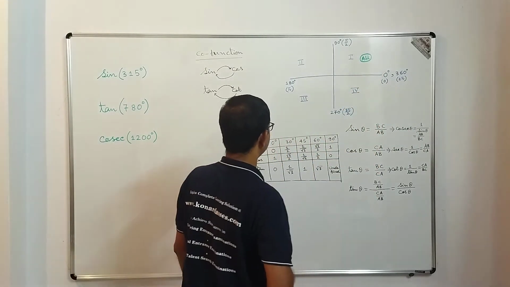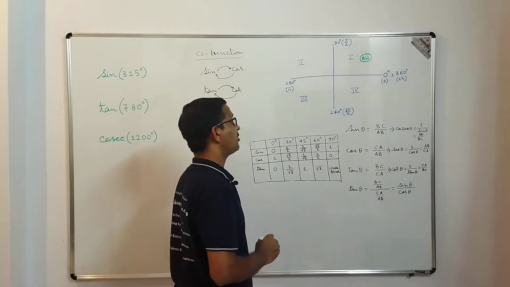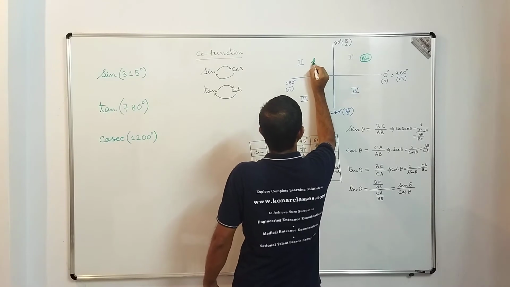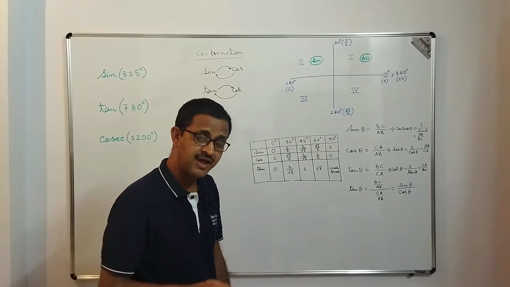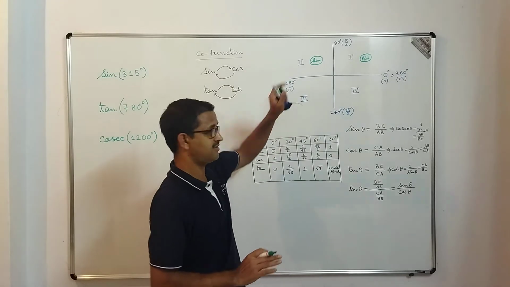So this is one way to remember that in the first quadrant all are positive. Okay, in the second quadrant, that is from 90 degree to 180 degree, that is from pi by 2 radian to pi radian, only sine is positive. The moment sine is positive, its reciprocal, that is cosec, is also positive. Apart from sine and cosec, all are negative in the second quadrant.